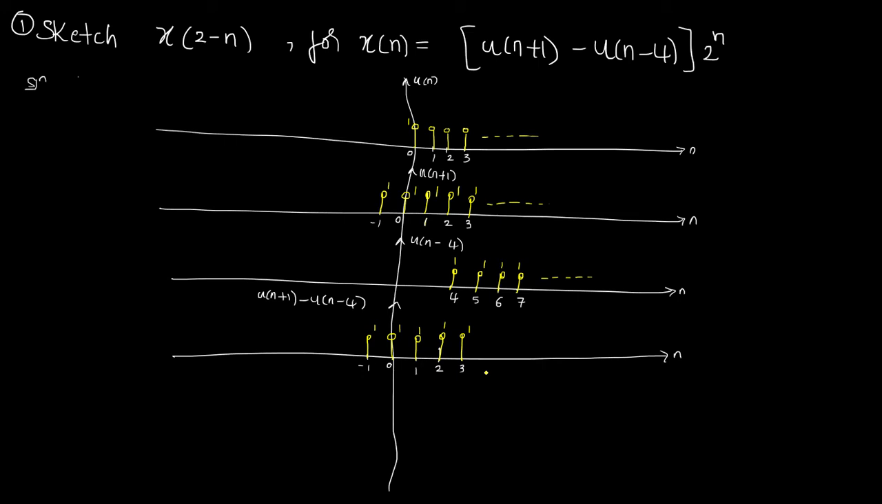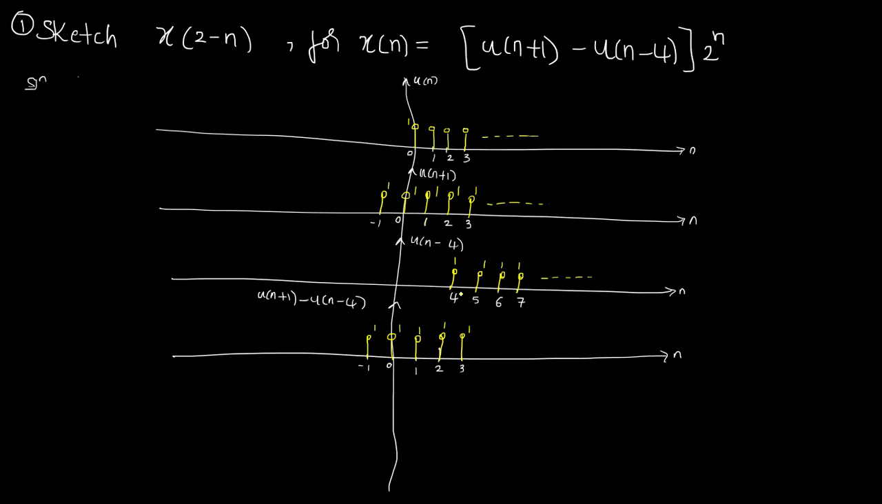Now what happens at 4? Here the amplitude is 1 everywhere, correct? So at n is equal to 4 also, the amplitude is 1. But here at n is equal to 4, the amplitude is again 1. So 1 minus 1, 0. So at n is equal to 4, 0. I need not write anything. Similarly, after 4 onwards, everywhere this is amplitude 1, and here also after 4, everywhere it is amplitude 1. So 1 minus 1, you are going to get 0.